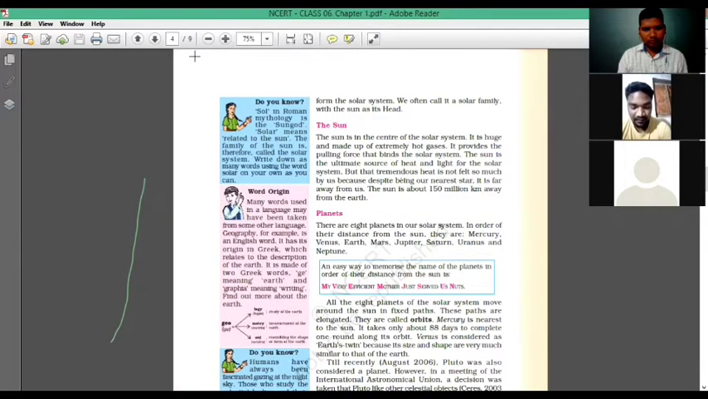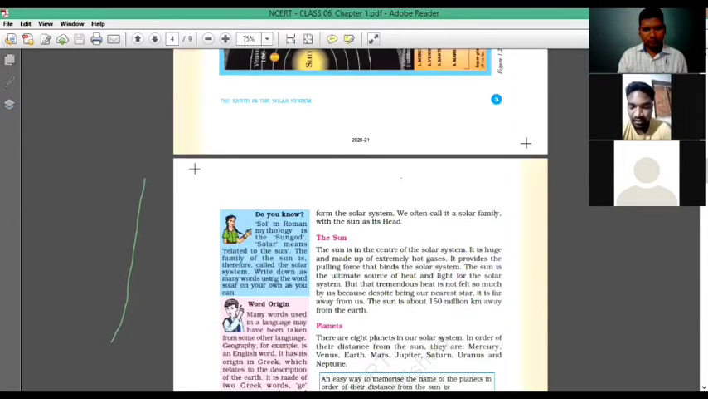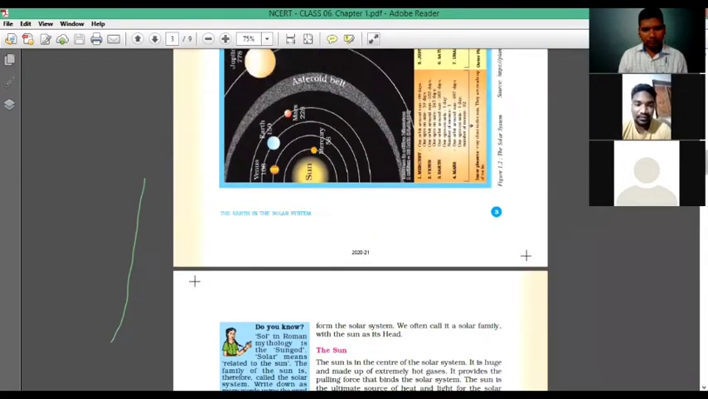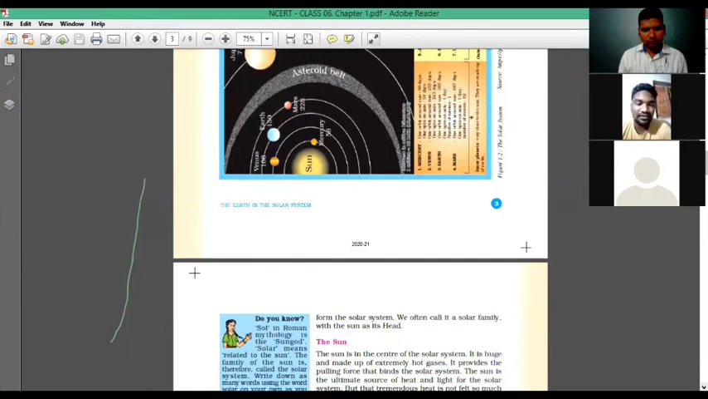Then the orbit means the Earth moves around the Sun in a particular circle, that is called an orbit. It cannot move apart from that circle. That orbit is fixed, and the Earth has to move around the Sun through this orbit.